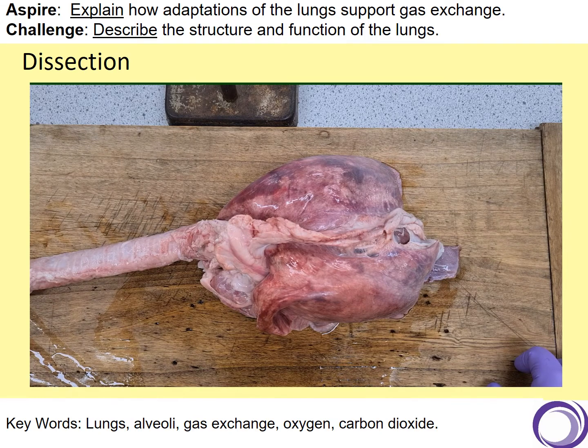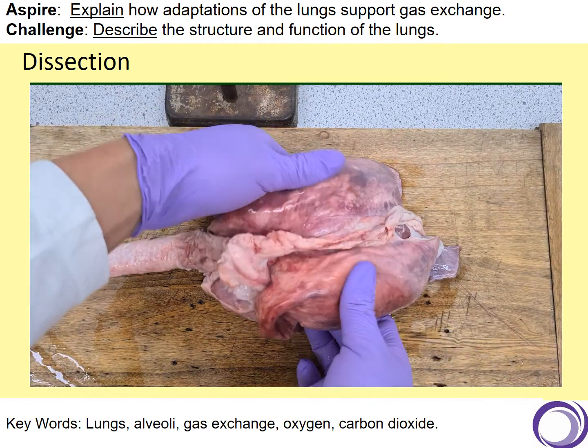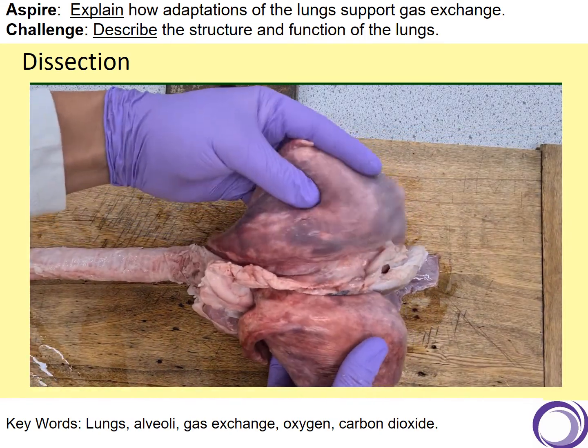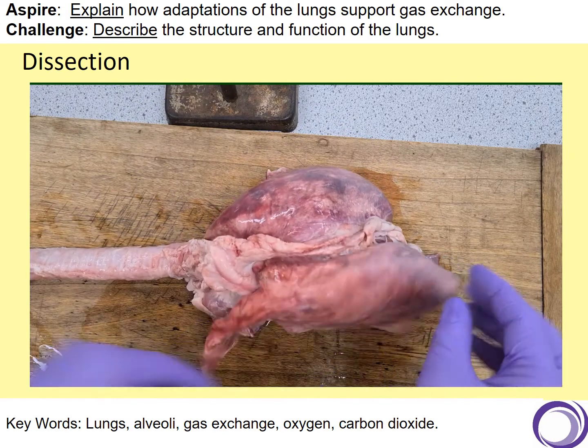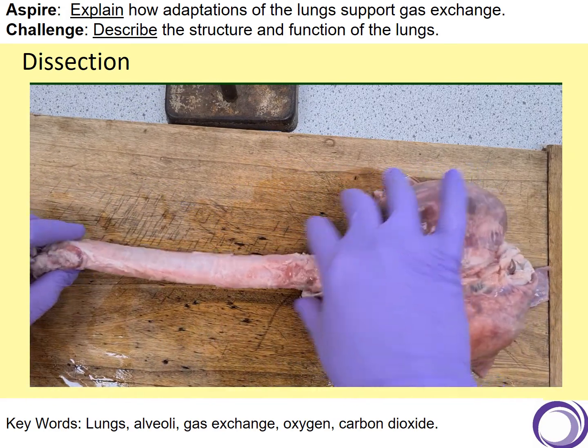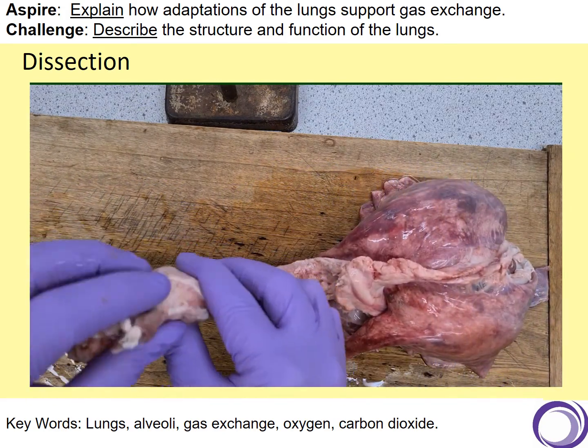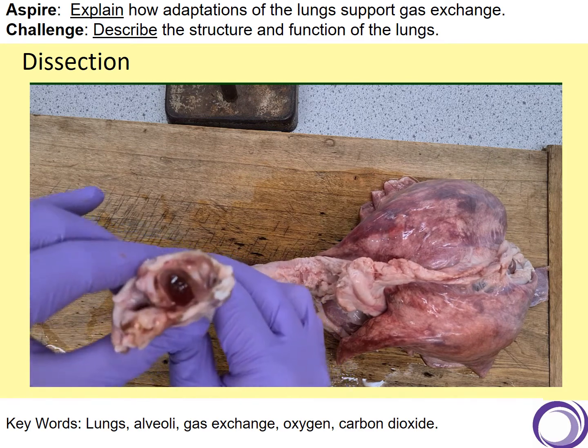Right, so here is the dissection. These are the lungs. These are two quite small lungs. So this is one lung here, and this is the other lung here. And then you've got this nice long pipe. This is the trachea here. Now we'll have a little talk about this trachea. It's really important. It's really well designed.